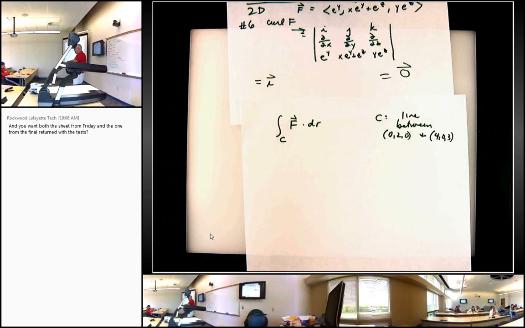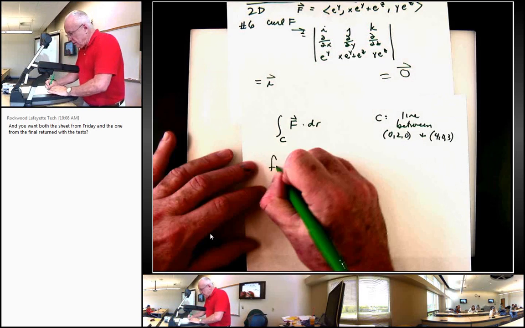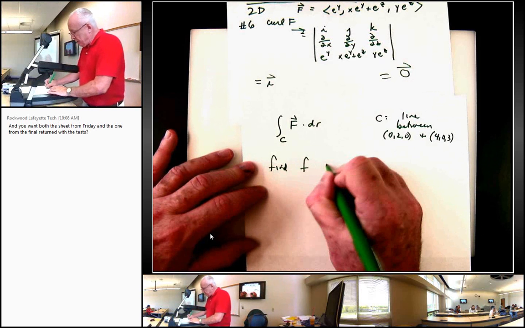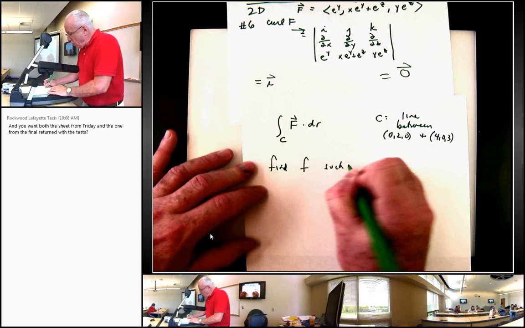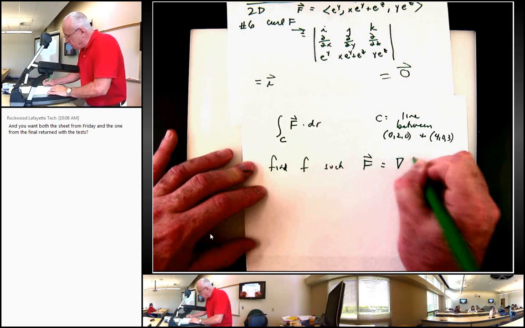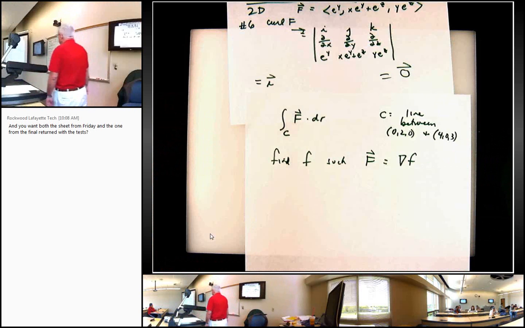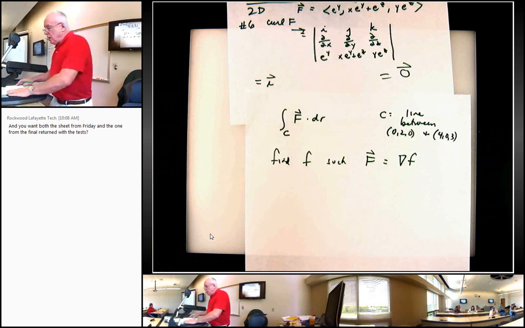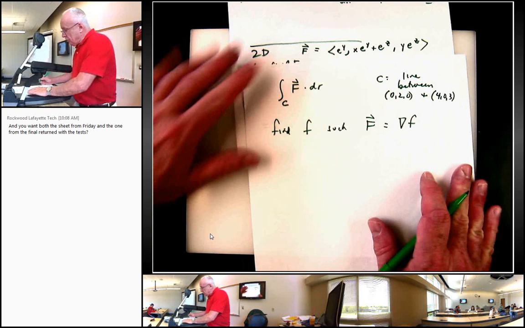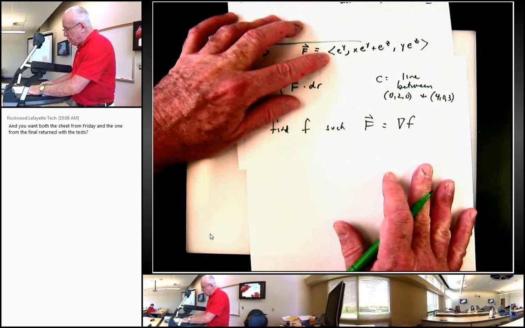Easily. What do we have to find? We have to find that little f. It's actually called the potential function. So to do this, we have to find little f such that our force field is equal to the gradient of that little f. And then it'll be easy to calculate the integral. So the way that I like to do it is this. Okay, here's our three components.